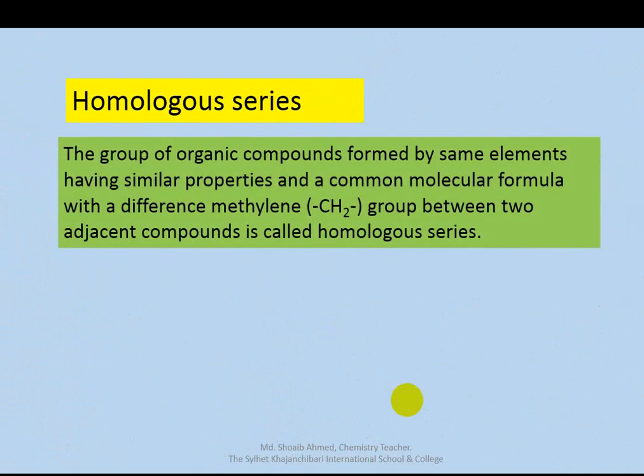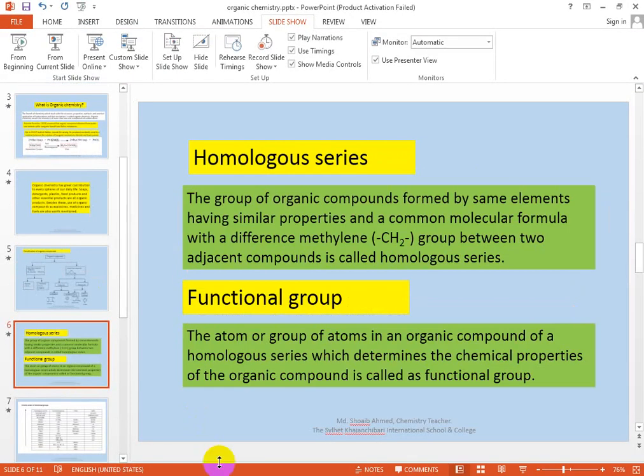Homologous series. The group of organic compounds formed by the same elements having similar properties and a common molecular formula, with a methylene group difference between two adjacent compounds, is called a homologous series. Look at this homologous series.